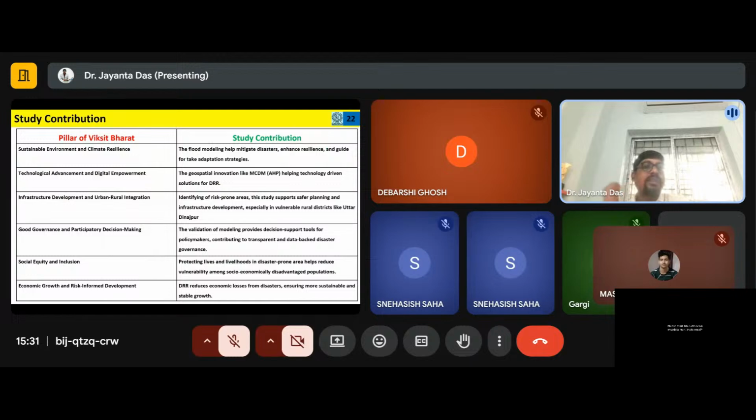Now coming to my last slide, how we can contribute to the pillars of leadership. Our study is directly linked to the various pillars of leadership. First pillar: sustainable environment and climate resilience. As mentioned in previous lectures, we need to prepare vulnerability and risk mapping, then we can mitigate it. So our flood modeling helps mitigate disasters, enhance resilience, and guide us to take adaptive strategies.